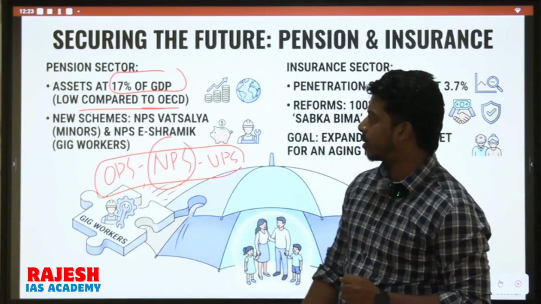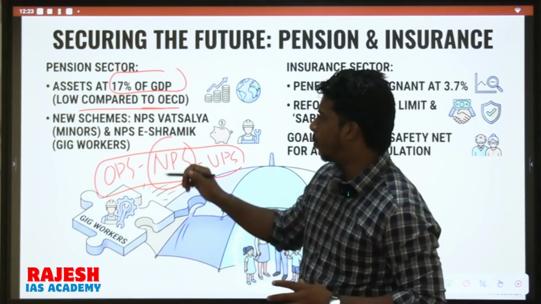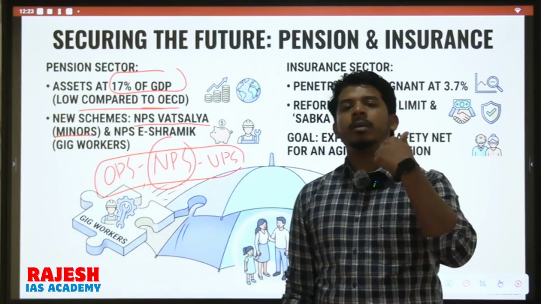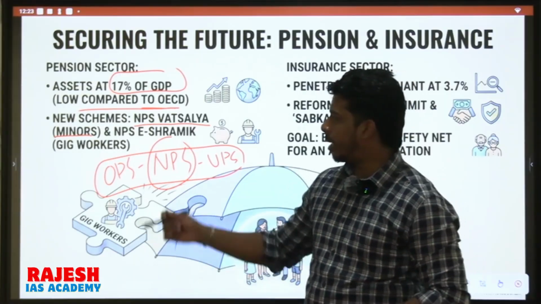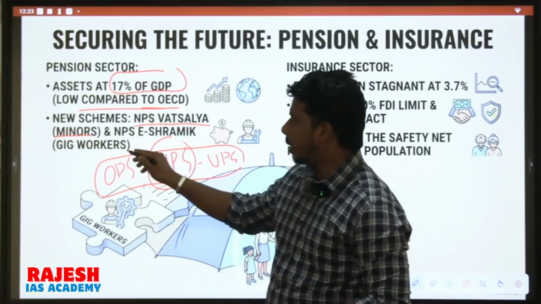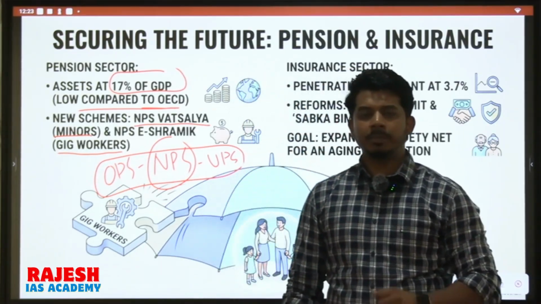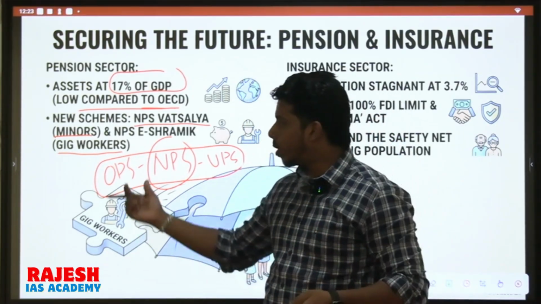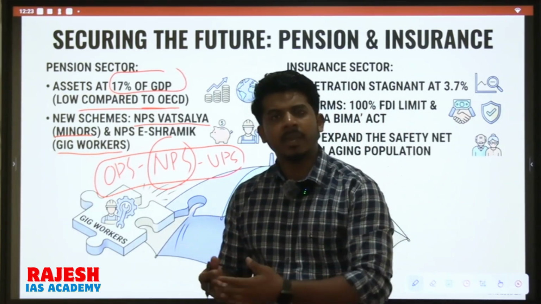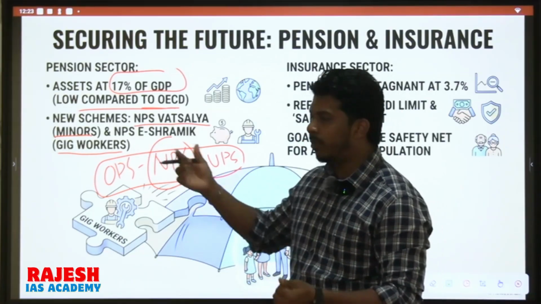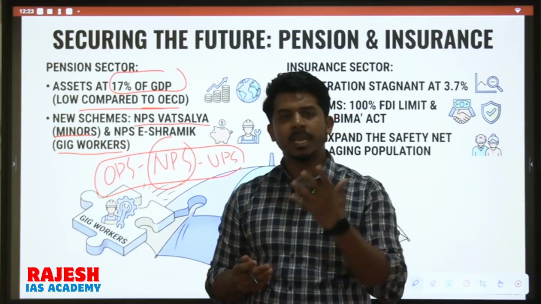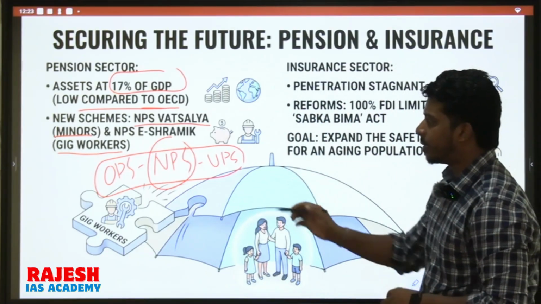Under this new pension system, the government has introduced two schemes. One is NPS Vatsalya for minors. If I want to open a pension scheme in the name of a minor, I can opt for NPS Vatsalya. Then gig workers can also participate in the pension system. Gig workers means Swiggy, Zomato, Zepto. If I am a Swiggy delivery boy, every month I can deposit some amount under the scheme with the government. The government will give back pension after my retirement, after I turn 60. So this is NPS Shramik.